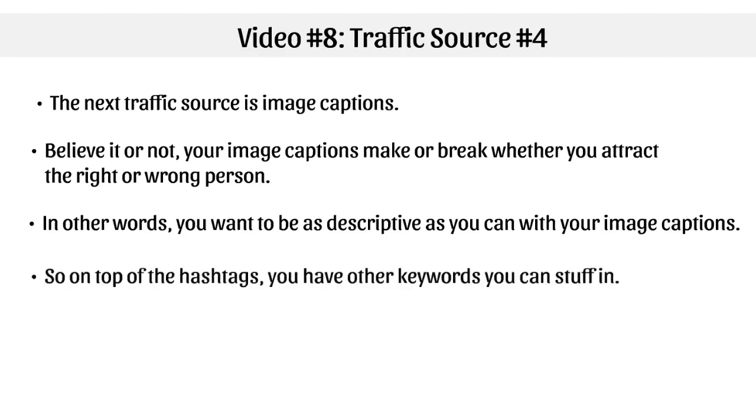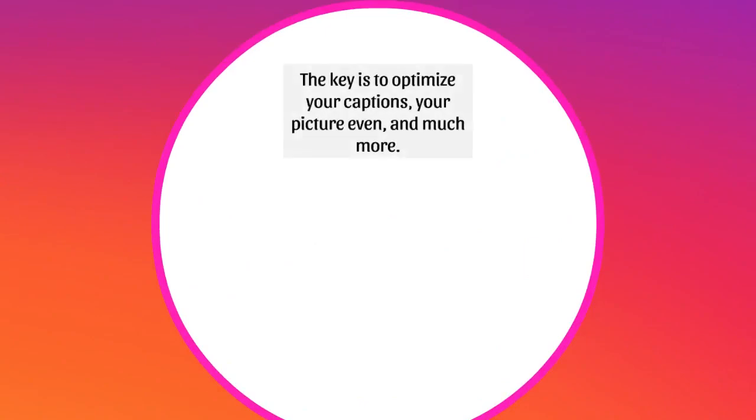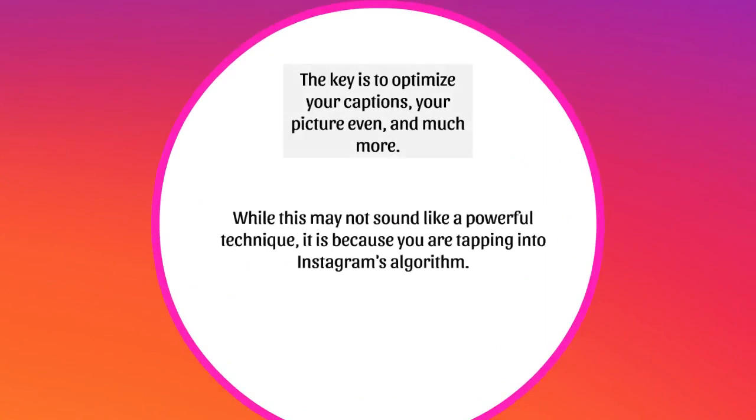So on top of the hashtags, if you do it all right, you have other keywords that you can essentially stuff in. And that's the nice thing about Instagram, you can literally stuff in a bunch of keywords and actually get away with it and be okay, because that's what they're looking for. So also you want to make sure that they are optimized towards who you want to attract. So the key here is to optimize your captions, your hashtags, your pictures even, and much more.